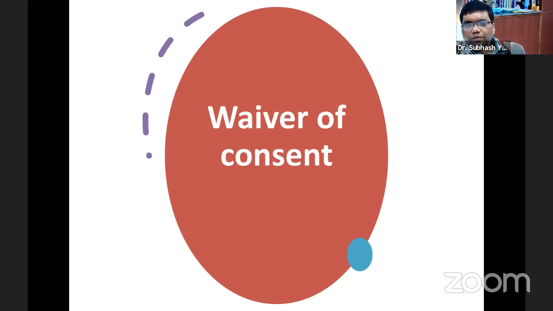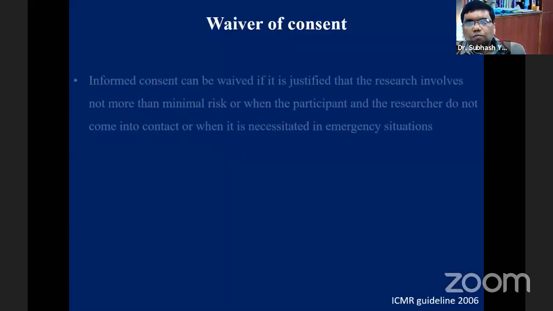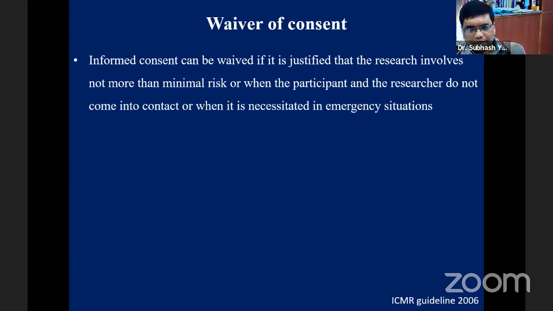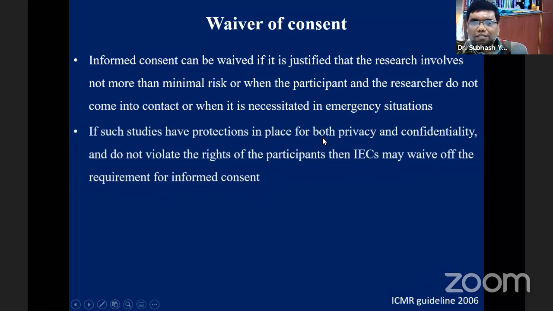Another very important thing is the waiver of consent, and many times we do ask for this from the ethics committee. So when can we ask for the waiver of consent? It is justified when the research involves not more than minimal risk, I mean almost no risk is involved, or when the participant and the researcher do not come into contact, or when it is necessary in an emergency situation. Like when you are reviewing some old records and you are not coming in contact with the subject, you can ask for the waiver of consent.